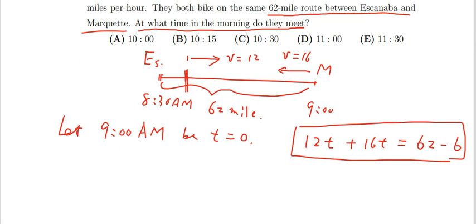So let's finish the job. The t. So here 28t equal 62 minus 6, 56. Okay, so t equal 2, right? Okay, t equal 2. So this t equal 2 hours. Okay, so from 9:30 then 2 hours plus 2 hours, 11:30.